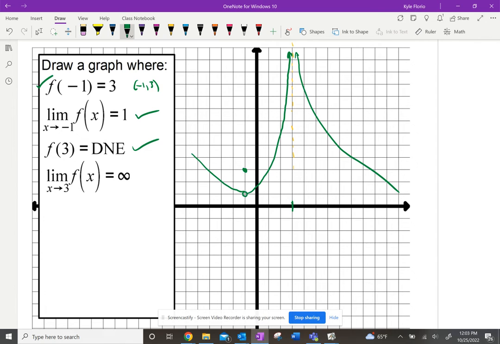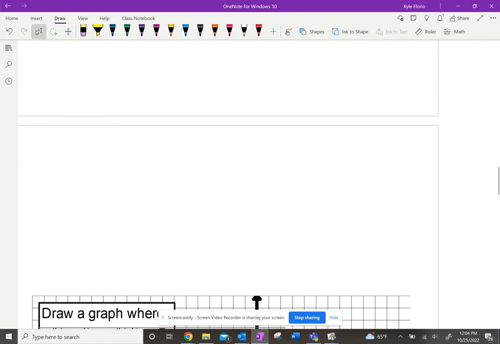So for this function that I just drew, whether you put arrows on it or not, you can go through this checklist again. f of -1 is 3. We see that here. As we approach -1, the value is 1. I see that here. f of 3 does not exist. That's correct. And the limit as we approach 3 is going to infinity. So all of these things were obtained.